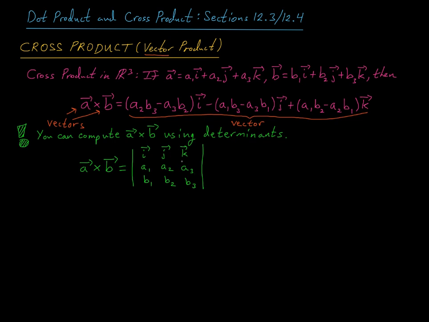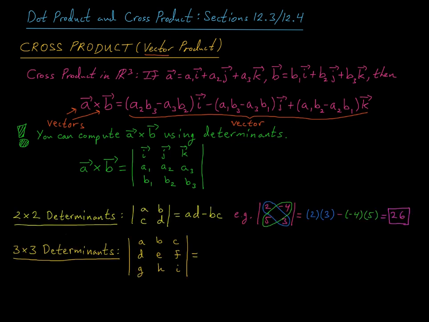Okay, so first I want to just say a few things about what determinants are and how we can compute them, and then we'll come back to this definition of the cross product and see how writing it this way using a determinant aligns with this expression you see up above.